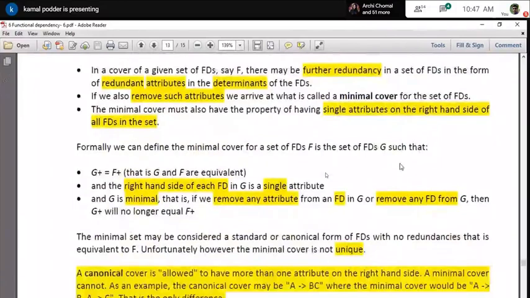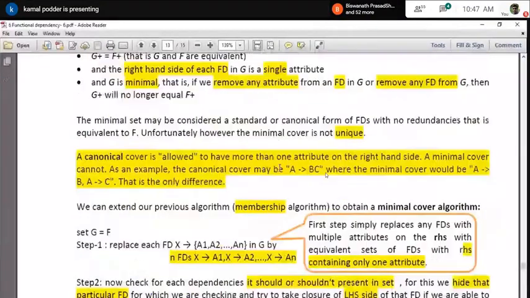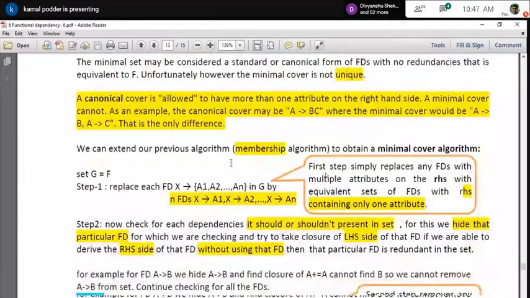That means ultimately in the minimal cover, it is not only the removal of the redundant FD, it is also checking whether there is a redundant attribute in the left hand side or not. It will then automatically delete that. This is the procedure of finding out the minimal cover. Here I have used the same membership algorithm, just modified something.